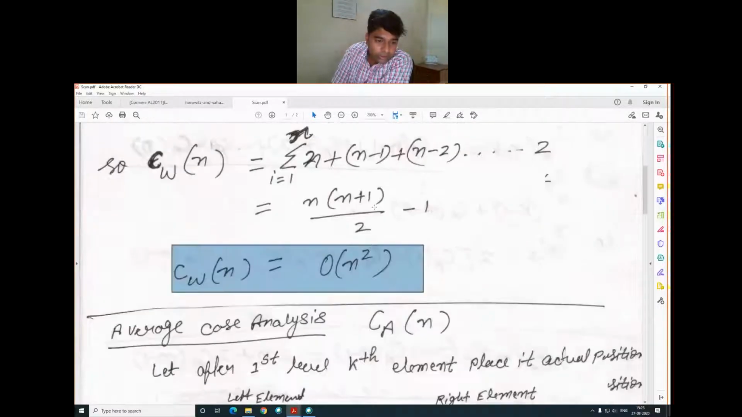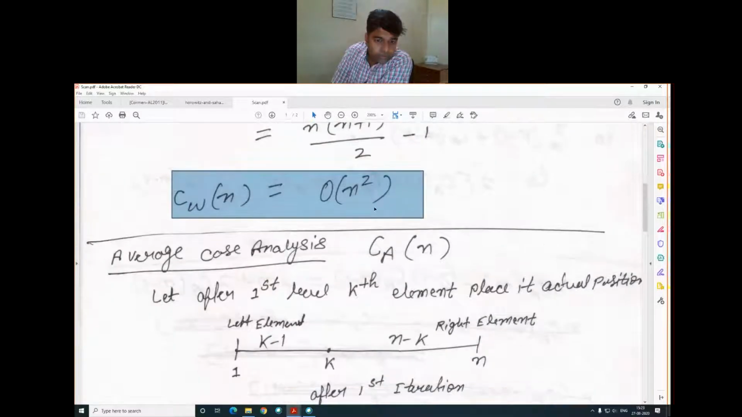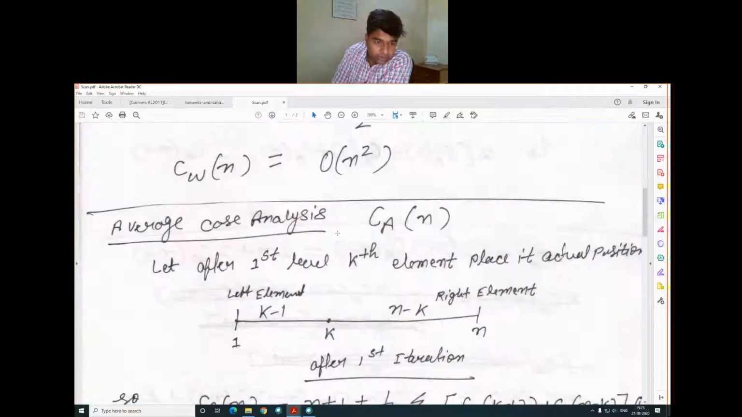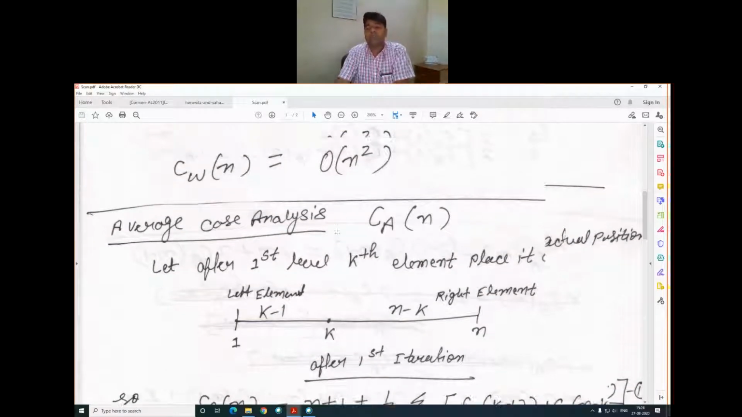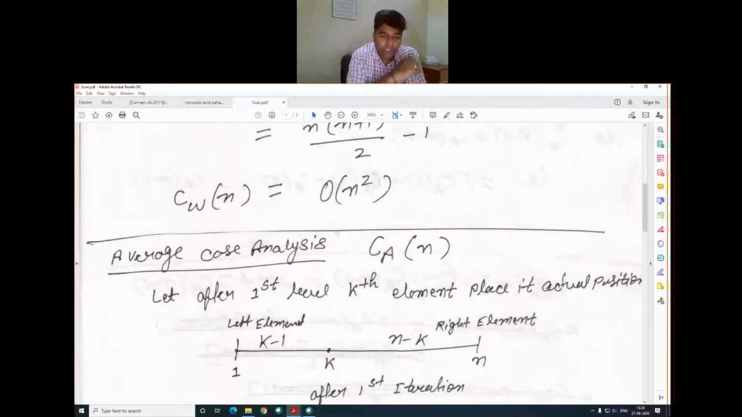Next, we'll see the average case analysis of the Quicksort algorithm. For this, we require some assumptions. For the average case analysis, we are just making a mathematical model for the average case analysis of our Quicksort algorithm. This is one of the ways, and from here you can easily understand it for every algorithm.